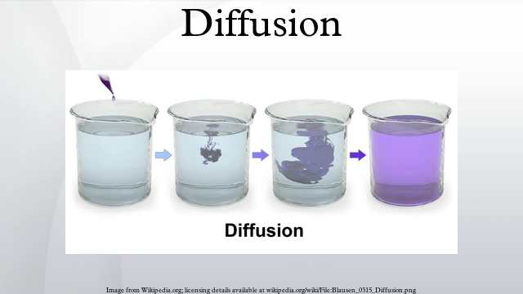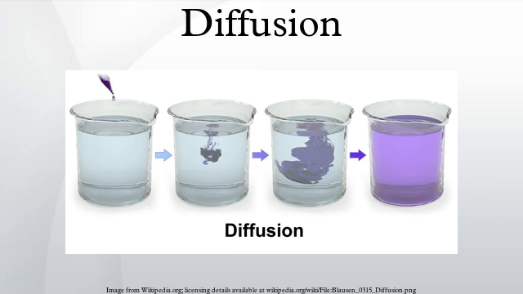Diffusion is the net movement of a substance from a region of high concentration to a region of low concentration. This is also referred to as the movement of a substance down a concentration gradient. A gradient is the change in the value of a quantity with the change in another variable.